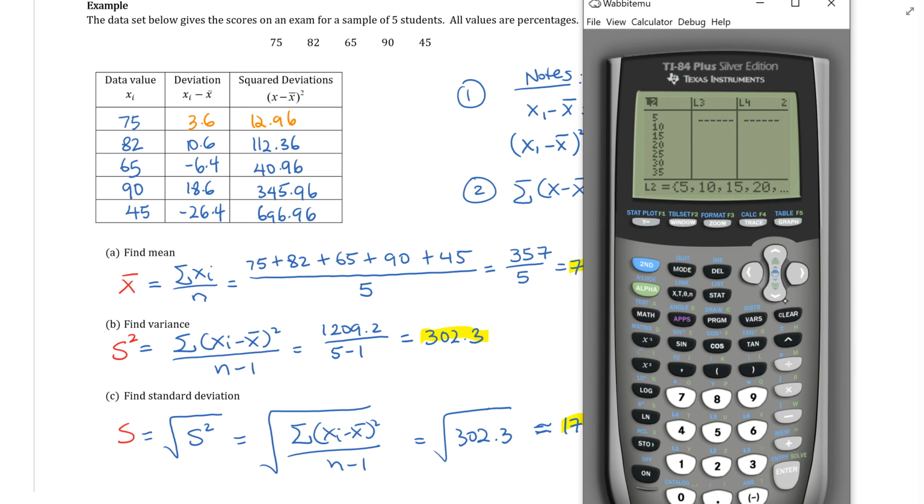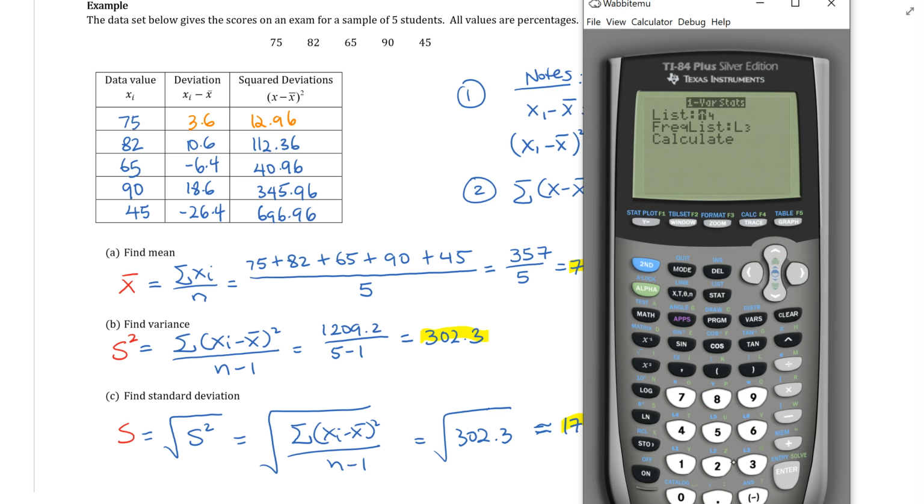Let me clear it. Highlight the list, clear and enter. I'm going to go to list 1, highlight L1, clear, enter, to clear my data. So I'm going to enter the data set xi. So I have 75, 82, 65, 90, 45. And once I enter my data, I go to stat, use the right arrow, go to calc, enter.